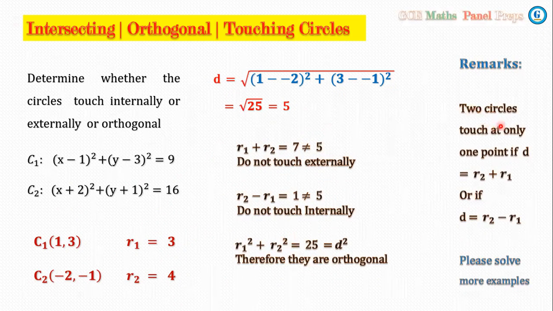Now, remarks: two circles touch at only one point if the center-to-center distance equals R1 plus R2, or if the center-to-center distance equals the difference in the radii. So there are two things that can happen if two circles touch at just one point. They can either touch internally or externally. So to show that circles touch at just one point, you check for internal touch and external touch before you conclude, okay? And please solve more examples.